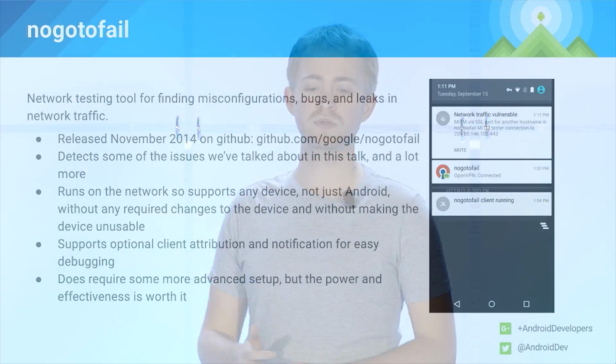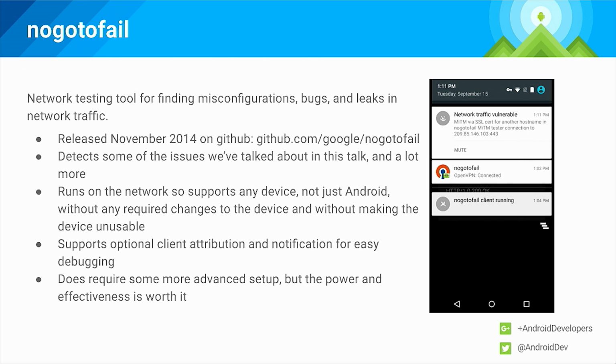So finally, on the tool side of things, a year ago now, I released a tool called nogotofail, which is a network testing tool for finding these classes of bugs and a whole lot of ones I didn't mention in this talk. Basically, all of your SSL issues, not using it wrong in many, many ways. It's on GitHub, google/nogotofail. And it runs on the network level, so it actually supports absolutely any device. It's not an Android-specific thing.